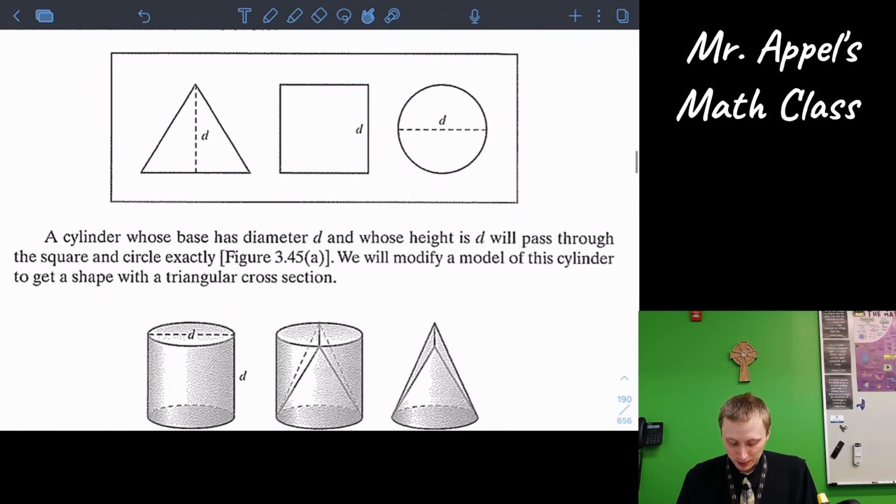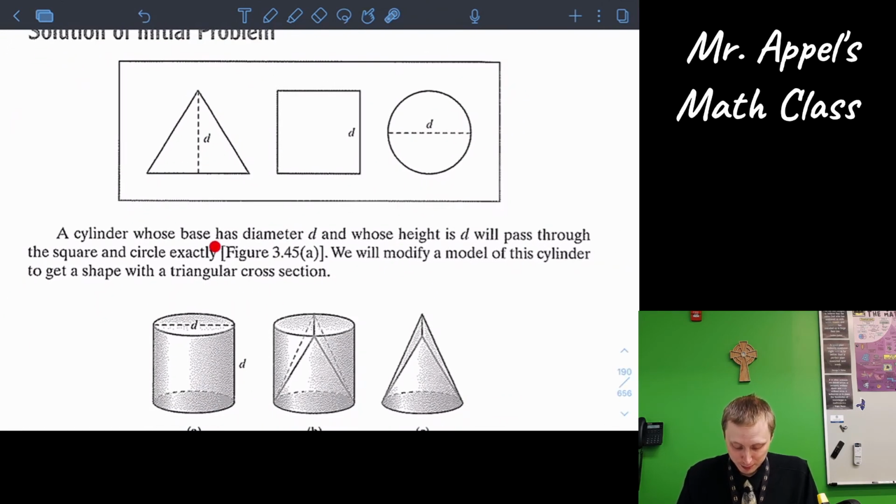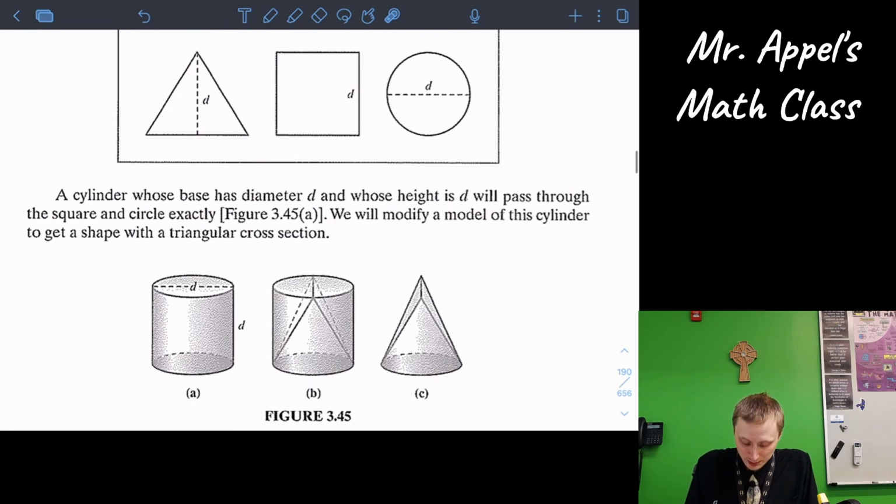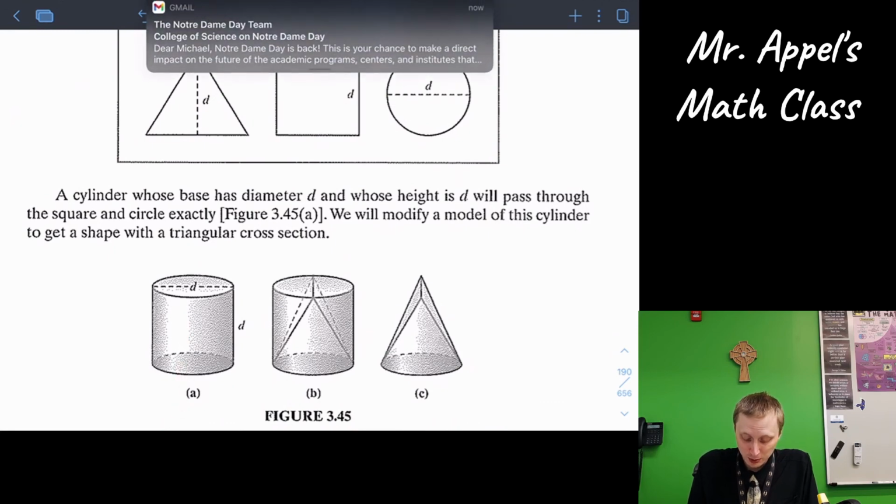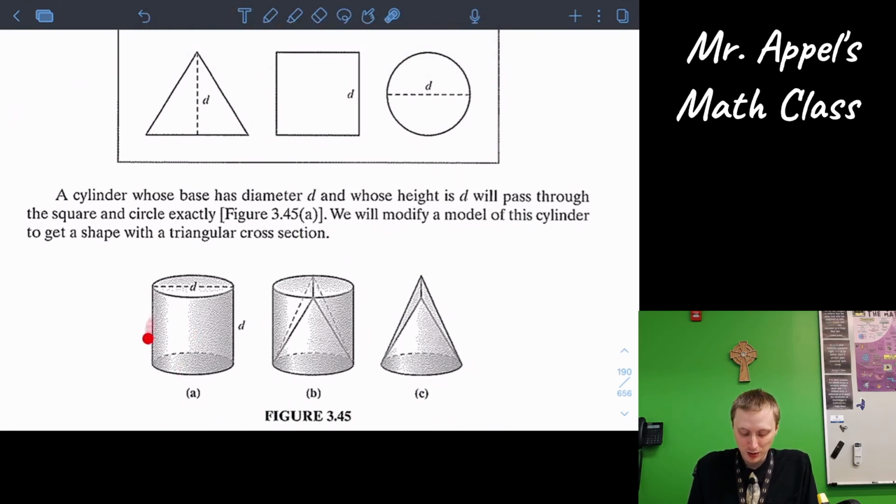Well, start with a cylinder whose base has diameter d, which is also the size of the length of the square, and whose height is d, so it will pass through the square and the circle exactly. So you can imagine this cylinder from my side view as I'm looking at it. Here is a square d times d, and if I look down from the top, it's of course a circle of diameter d, of course it passes through that hole. We will modify a model of this cylinder to get a shape with a triangular cross section, because we still need to get this third hole.